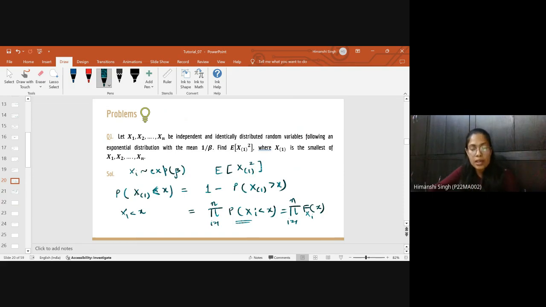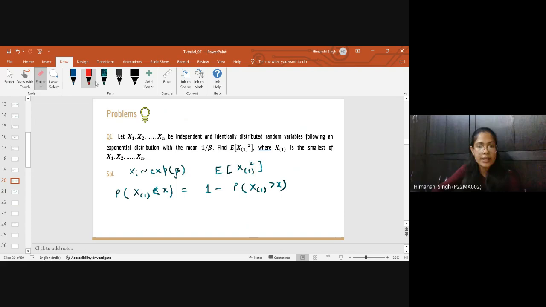So here I will take it in a different way. I will just take 1 minus probability X1 greater than x. Okay. Now I can say, I'm sorry, here what we are saying is that the minimum is greater than x. Now if the minimum is greater than x, then every element will be greater than x, because the minimum quantity is greater than x.